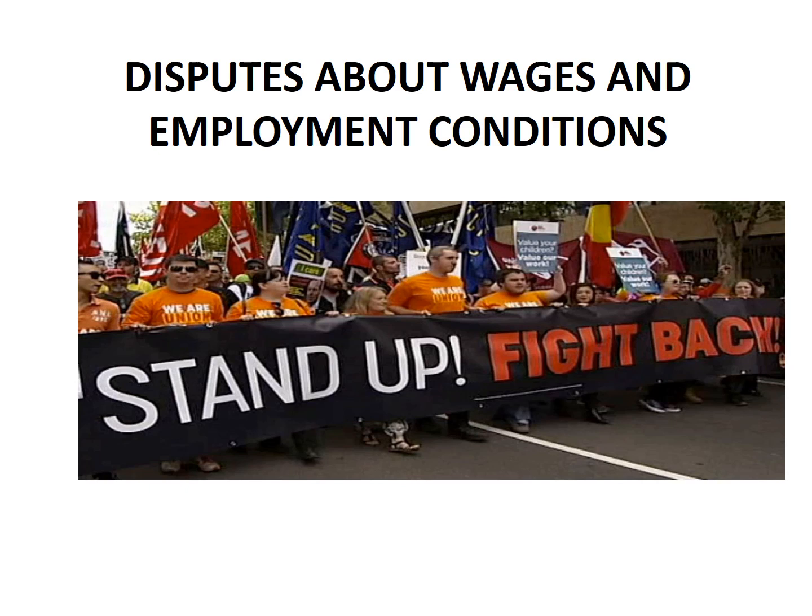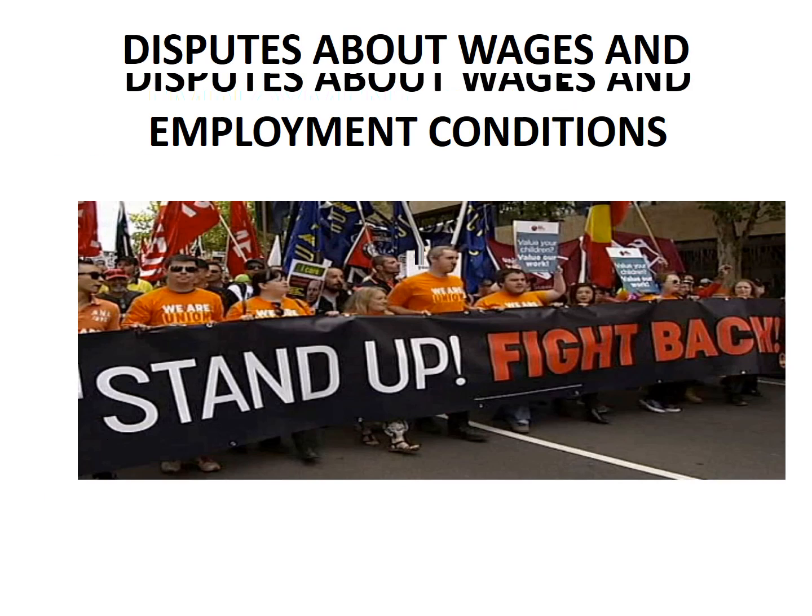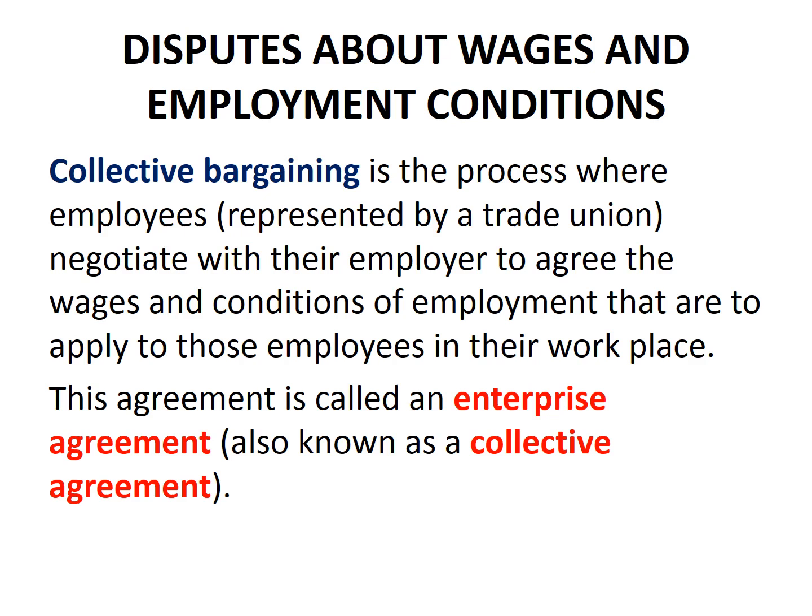Well, let's start off then by looking at the dispute resolution process that applies to disputes about wages and employment conditions. As a result of watching the 2 previous videos, you should now be familiar with the concepts of collective bargaining and enterprise agreement. Collective bargaining is the process where employees, typically represented by a trade union, negotiate with their employer to agree the wages and conditions of employment that are to apply to those employees in their workplace. This resultant agreement is called an enterprise agreement, also known as a collective agreement.